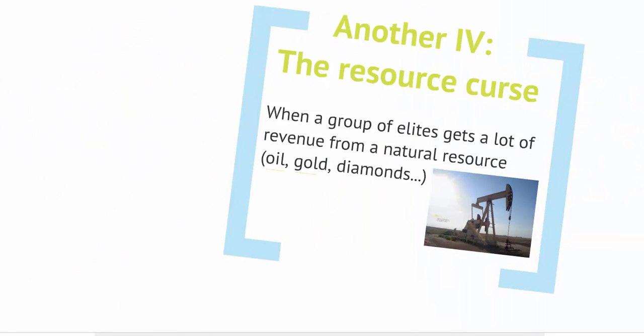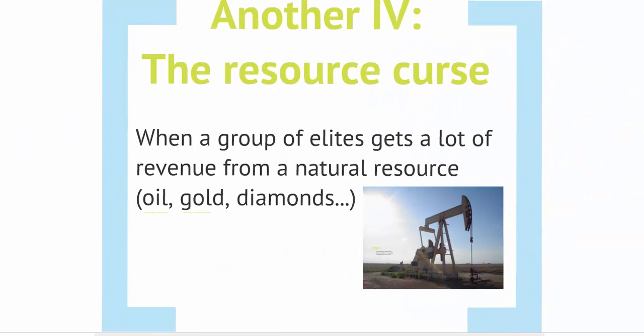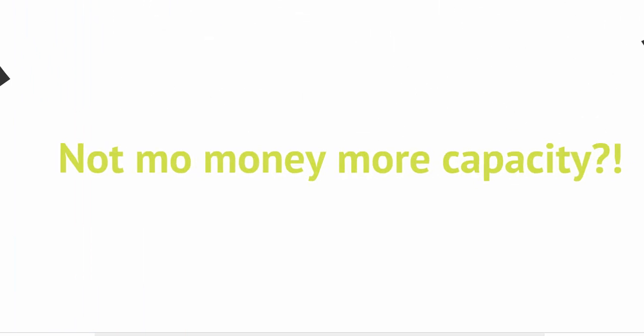A related and quite surprising independent variable is natural resource wealth. This is known as the resource curse. It's the surprising finding that a state rich in natural resources like oil or diamonds is often weaker and less democratic. Why should this be? So here, more money means that states are less democratic. Well, if extraction is one of the best ways for states to develop capacity, why should this be?